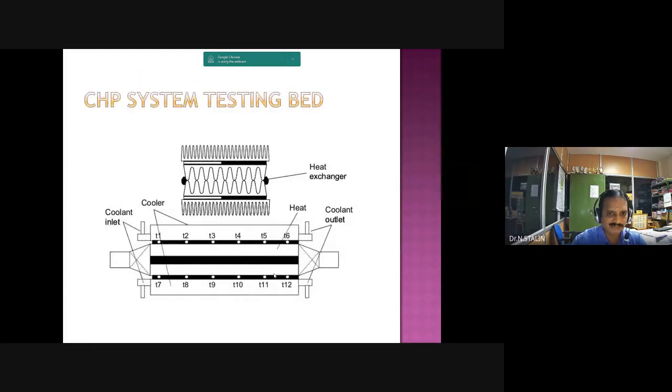So this is the CHP system. Here you allow the exhaust gas through the shell side, and inside the tube side you allow the water. At every point you fix thermocouples, which are used to monitor the temperature and to determine the average temperature of the entire flue gas.